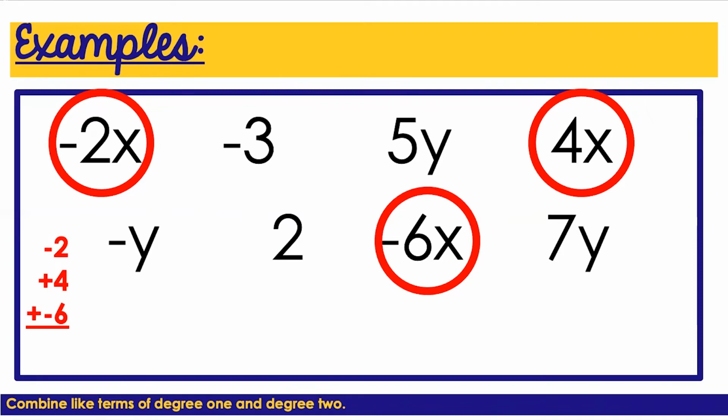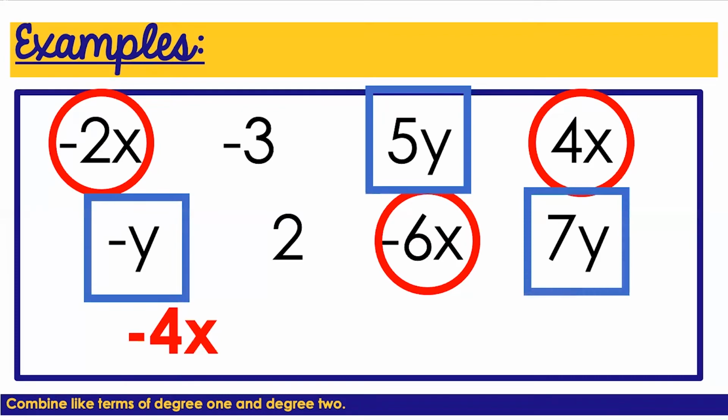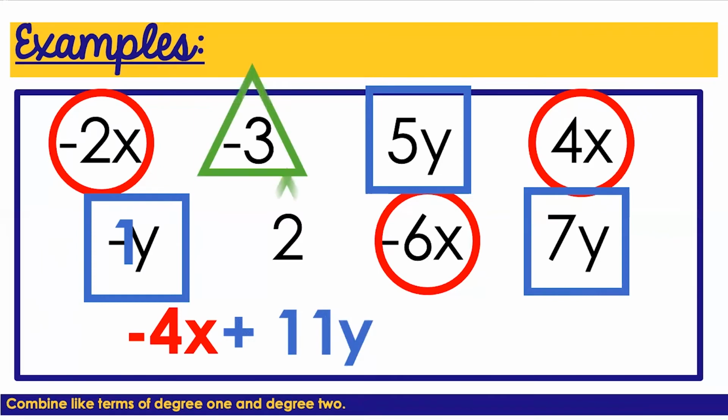So -2 plus 4 plus -6, and that's going to give us -4. No way around it if you do it that way. And then bring over the x. Now we're going to move on to the y's, 5y, -y, and 7y. Again, put that 1 in front of that y that has no numerical coefficient. And we get 5 plus -1 plus 7, and that is positive 11. They put plus 11 because it's positive. Bring over the y. And lastly, our constants, -3 and 2. Add those together, and we get -1. Our final answer here is -4x plus 11y minus 1.